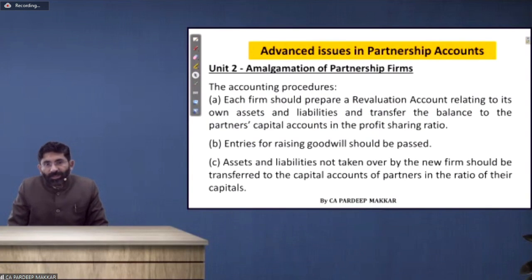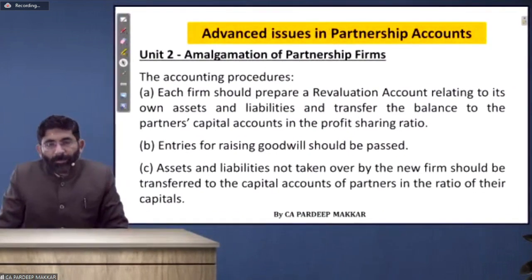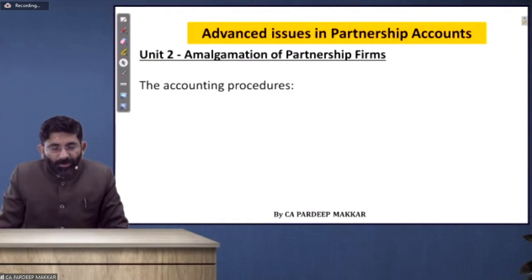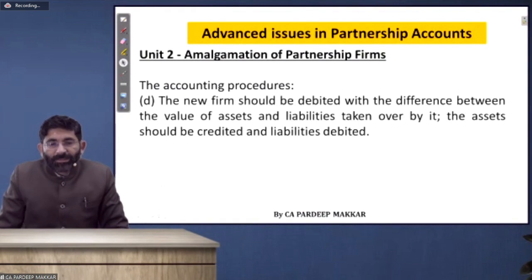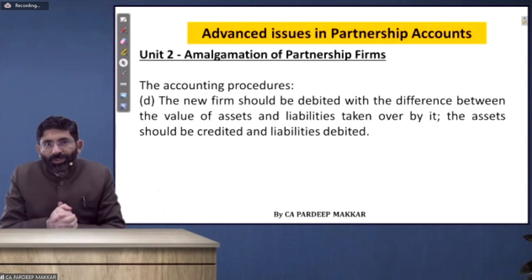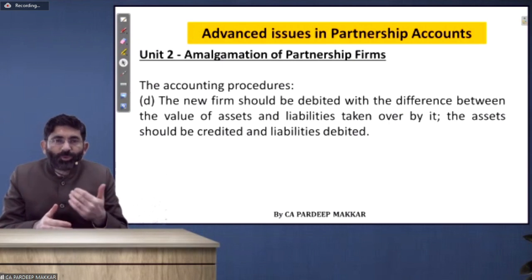Then those assets and liabilities not taken over by the new firm should be transferred to the capital accounts of partners in their capital ratio. Second point, the new firm will be debited with the difference between the value of assets and liabilities taken over by it. The assets should be credited and liabilities should be debited, meaning we have to close our balance sheet. The balance sheet will be closed by transferring to the purchaser. Who is the purchaser? The person or the company whomsoever is taking over our business. So he will be debited.